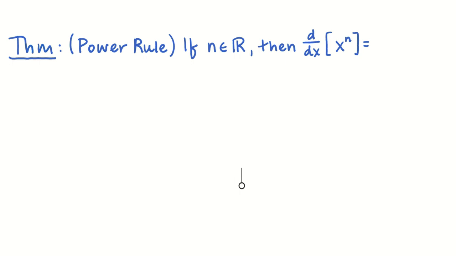And indeed, this is the power rule. So if we have any power of x, any real number power of x, then the derivative of that is going to be the power times x to the 1 less power. So it's n times x to the n minus 1. And this is going to be a really, really important formula for us throughout the whole year.